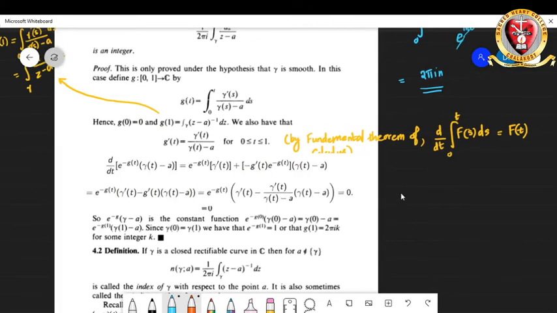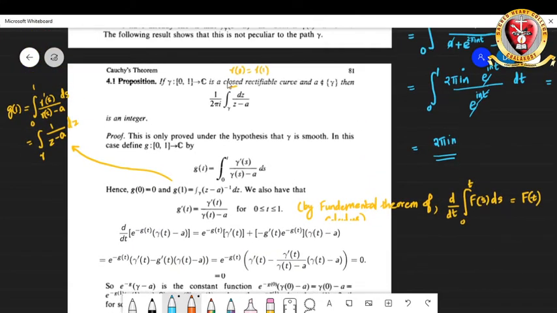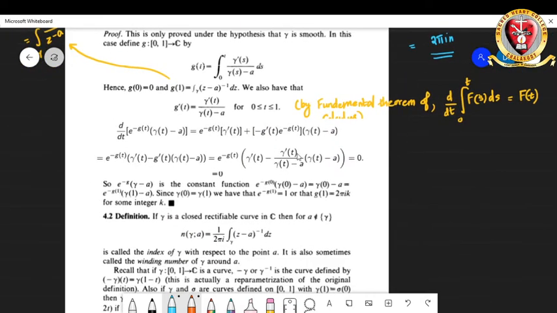And we have taken gamma to be a closed curve. That means gamma of 0 is equal to gamma of 1. So here you can cancel them out. Gamma of 0 minus a and gamma of 1 minus a are the same.